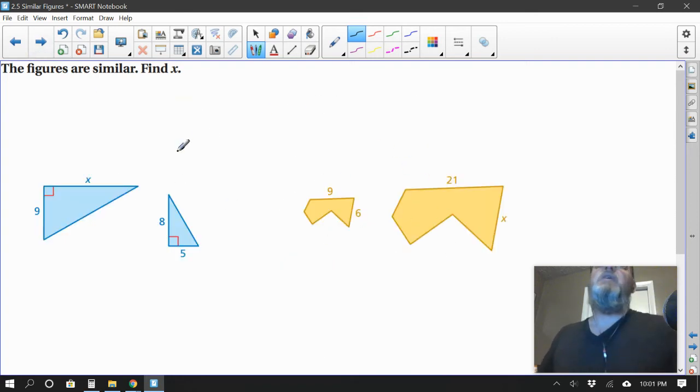Moving on. All right, so let's see here. Well, it looks like they turned the triangle trying to trick me into which side corresponds to the other.